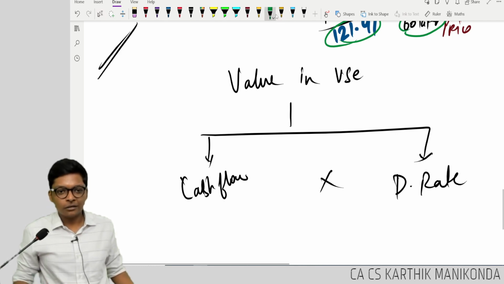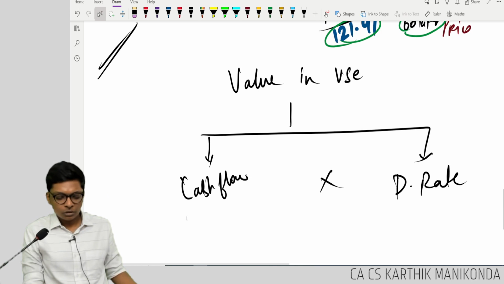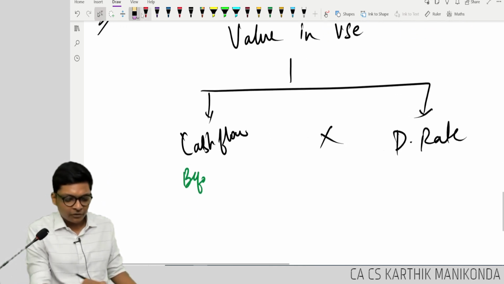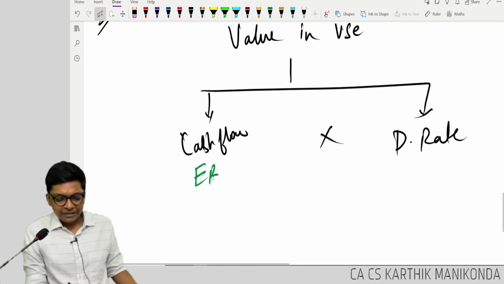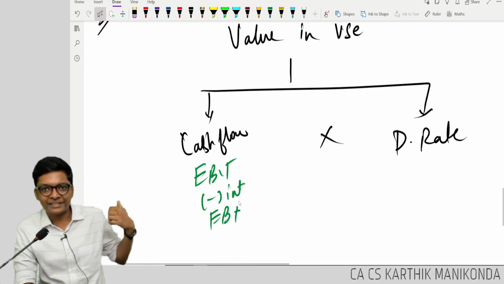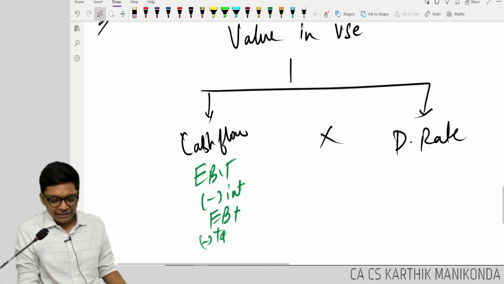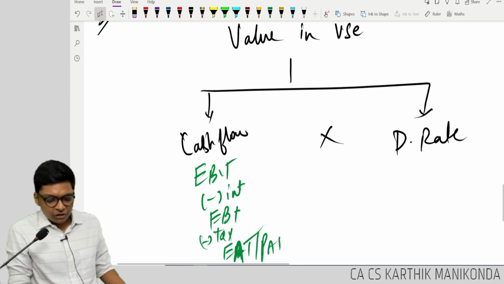discounting rate. Correct? Now my question is, is this cash flow before tax? In other words, I'll just give you a simple thing which you can understand. Should I take earnings before interest and tax, minus interest, earnings before tax? Everybody knows these terms, guys. Minus tax, earnings after tax, EAT, okay. PAT, okay. Which one to take?